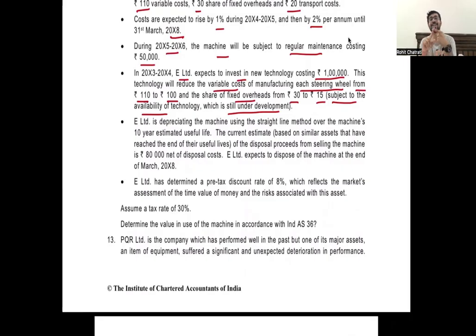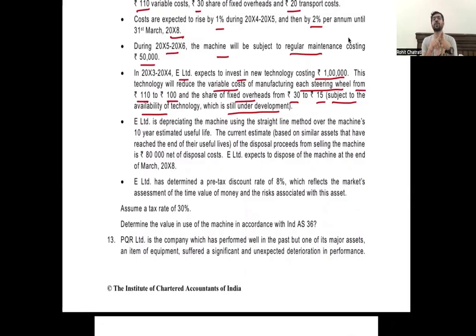Capital expenditures which are planned but not yet committed to. And the second type is capital expenditures that an entity is committed to.